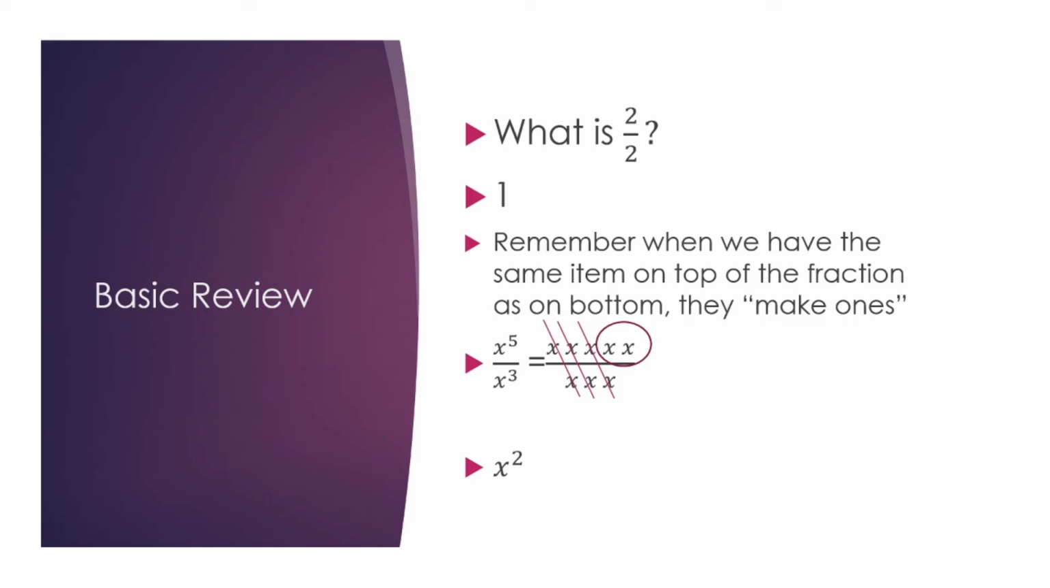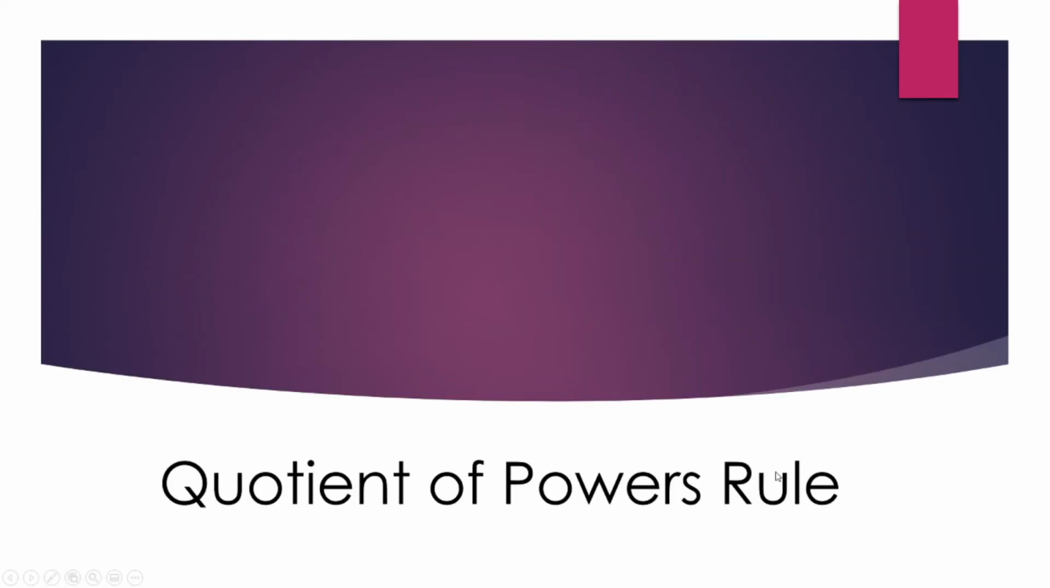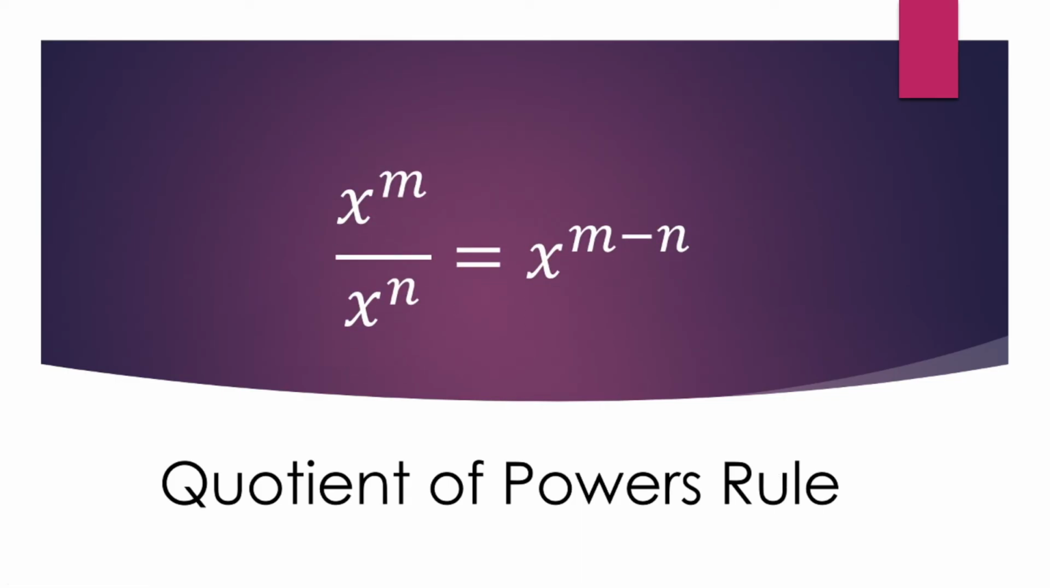Now, where did this x squared come from? Is there a quick way to do it like we did for product of powers? Well, if I look at my original exponents, 5 and 3, how does 5 and 3 become 2? We're going to subtract in this case. So, the quotient of powers rule says, when you divide two bases that are the same, so in this case, x to the m power divided by x to the n power, it's the same thing as x to the m minus n. We're going to subtract our exponents now. So let's go ahead and do some examples.